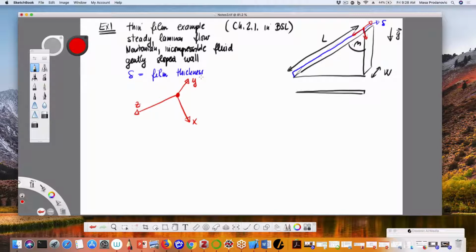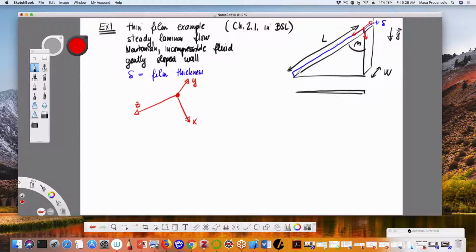Just to confirm, the Z axis and the Y axis are aligned with the slope? Everything is aligned with the slope, yes. So X is orthogonal to this slope here, and Z is going down the slope.